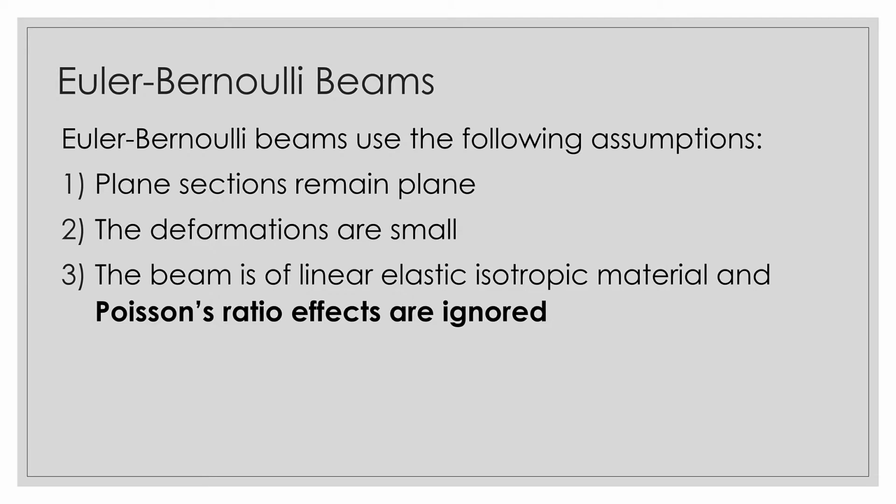But the big one that you're going to want to remember, especially when we're talking about the approximation of beams, is that Poisson's ratio effects are ignored. That's going to be very important moving forward because it'll answer a fundamental question I know a lot of you will have. So let's jump into this approximation theory and see what's going on.